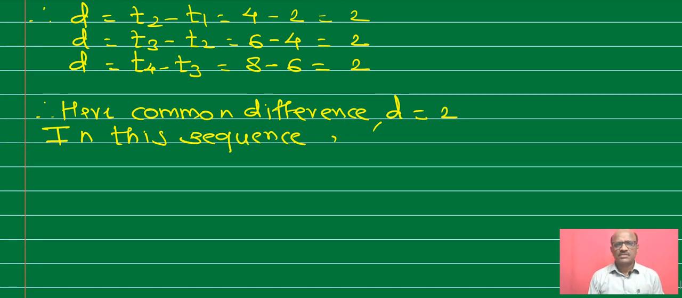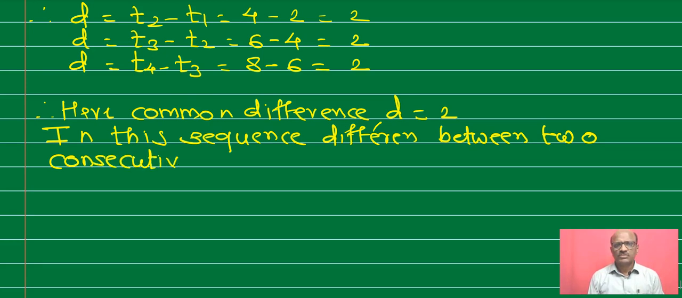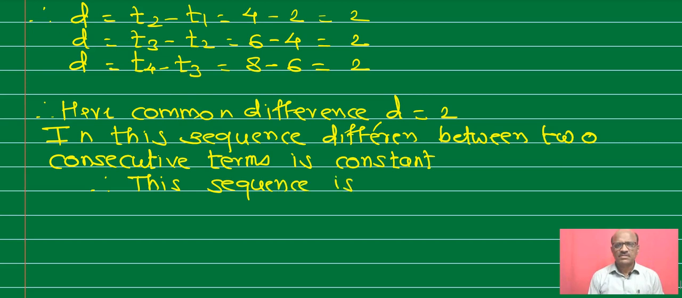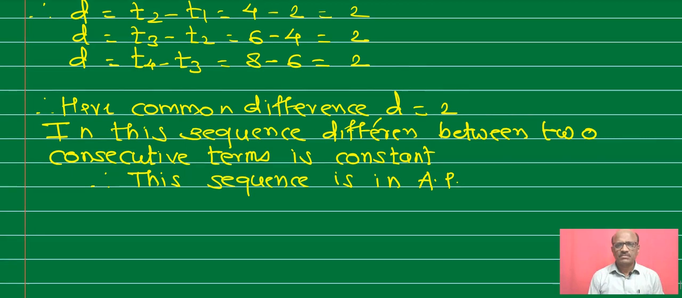In this sequence, the difference between two consecutive terms is constant. Therefore, this sequence is in AP.